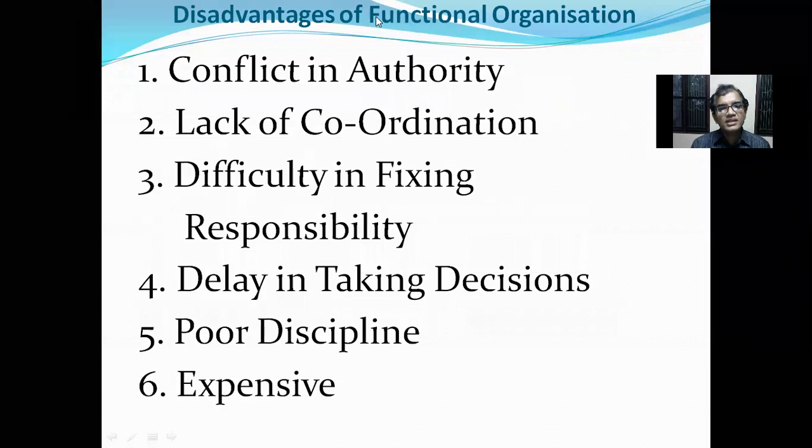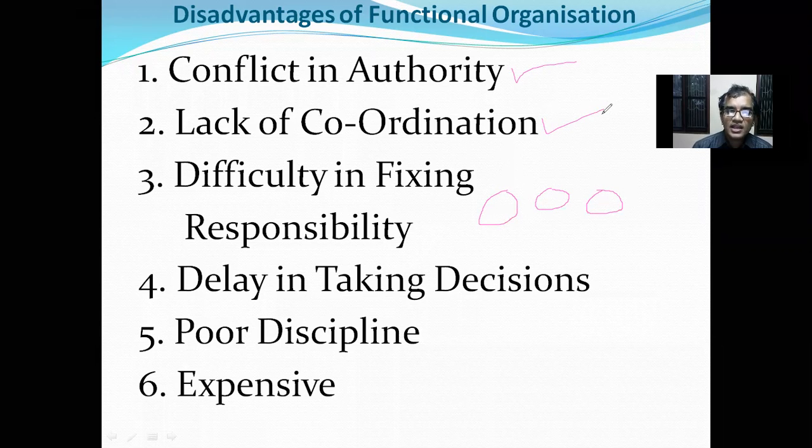What are the disadvantages of functional organization? Conflict in authority will emerge. See, repair boss may fight with gang boss. In combination they may fight with route clerk. So conflict in authority can be seen. Lack of coordination between various personnel in the organization can be seen. Difficulty in fixing responsibility is observed. Who is responsible for a mistake in the organization is very difficult to find.